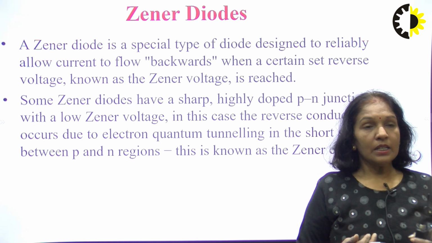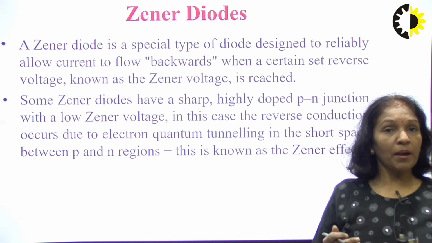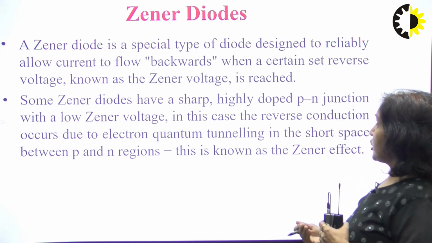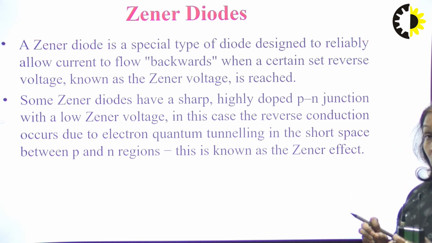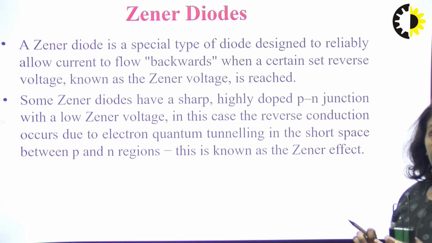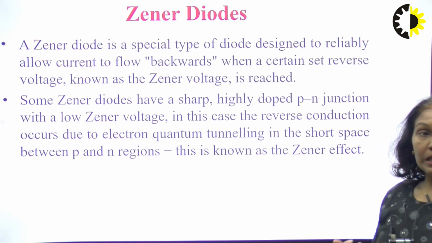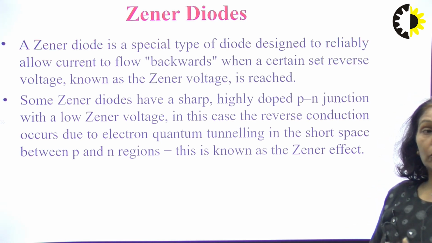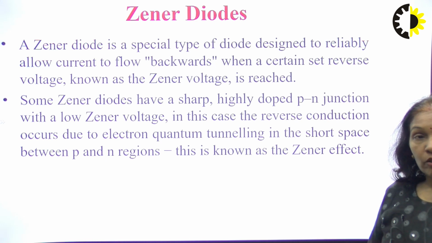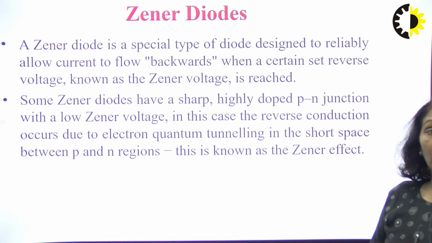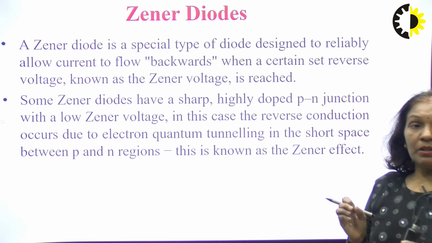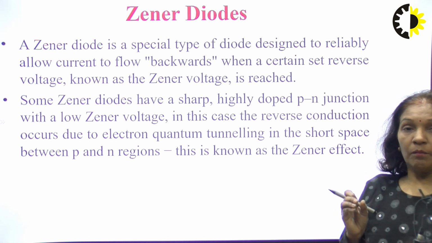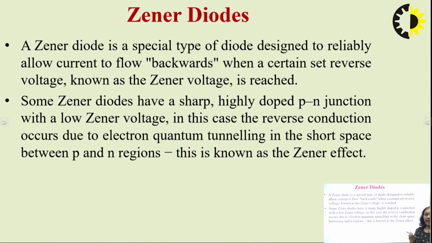Some of the Zener diodes have a sharp, highly doped PN junction with a low Zener voltage. In this case, the reverse conduction occurs due to electron quantum tunneling in the short space between the P and N regions, because the Zener diode has a highly doped junction. So the depletion region is very, very thin, and this is known as the Zener effect.